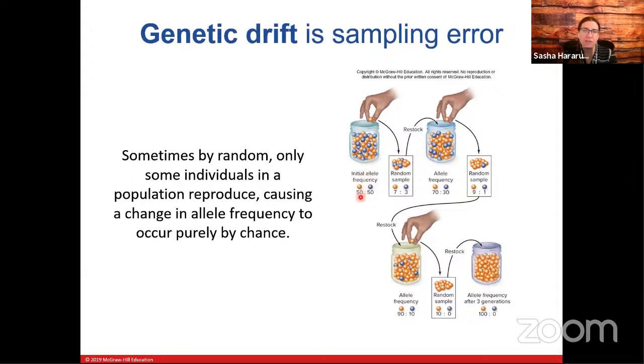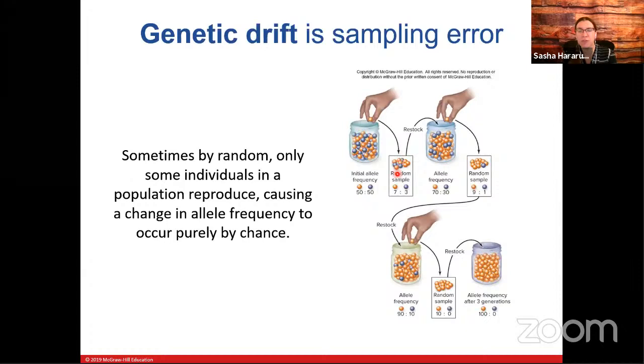So let's imagine that we have a population with allele frequencies of 50-50 for a particular gene. But let's say only a portion of these individuals reproduced and another portion did not. Then, for the individuals that reproduced, the allele frequencies were 70 to 30 percent.